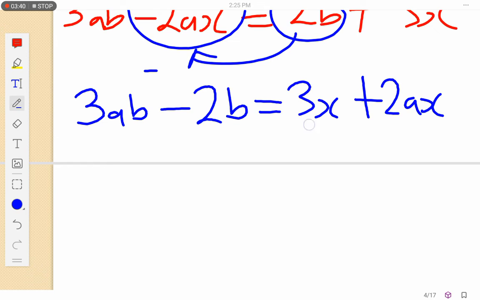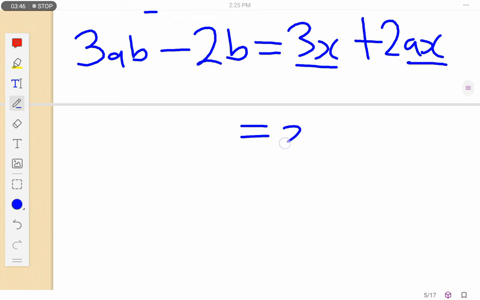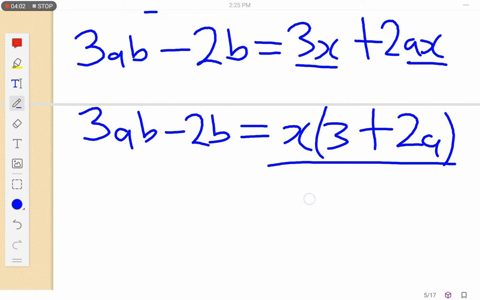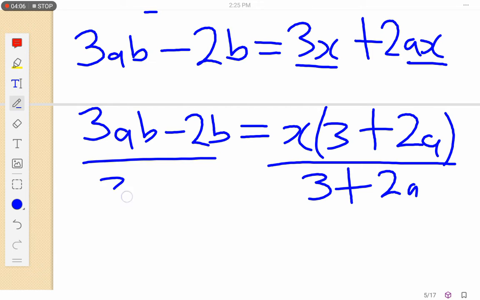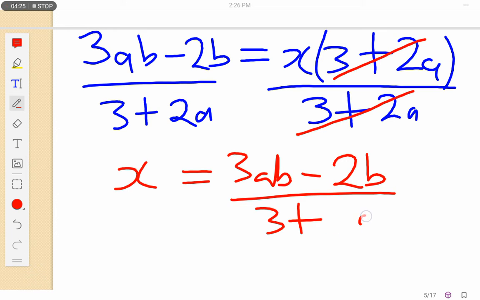Okay, now we have done that. We have got a common factor x here and x there, so we can take out x. If we take out x for that one, we have x bracket 3 plus 2a, like that. This is equal to 3ab minus 2b. To get our x, we are going to divide everything by 3 plus 2a. On the right side, this bracket will cancel off with that bracket. So we get our x as, our x is equal to 3ab minus 2b over 3 plus 2a, like that.